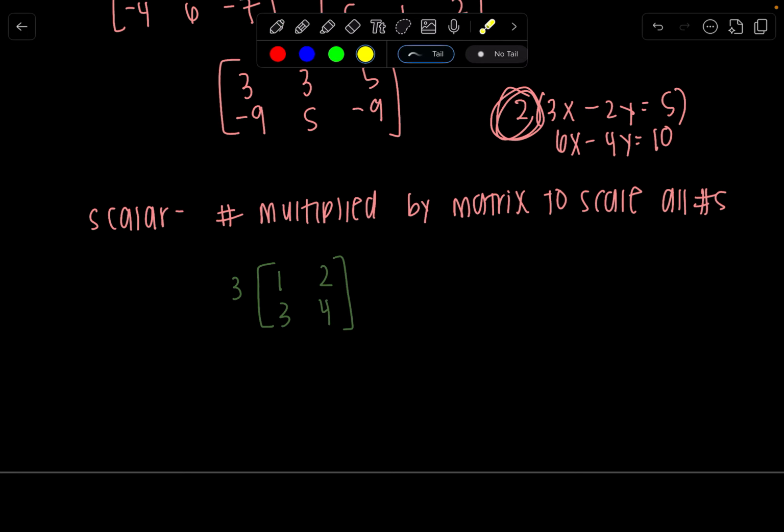And again, if you don't see anything in between a number and a matrix, nothing right there, that means that you are multiplying. Now, do not put the scalar in brackets. So do not do this. Because if you do that, it looks like you're multiplying a matrix of 3, which is just a 1 by 1 matrix, by the matrix on the right, which is a 2 by 2. And you can't do that. So if it is a scalar, do not put it in brackets.